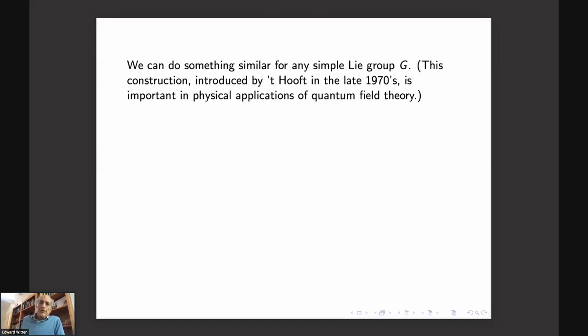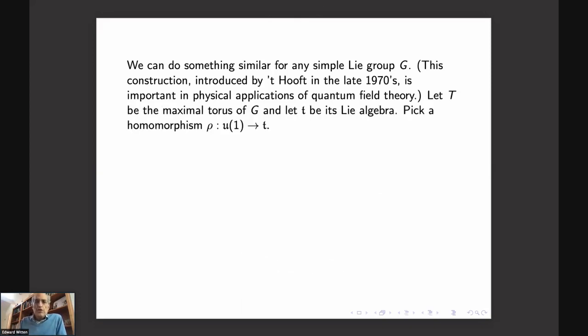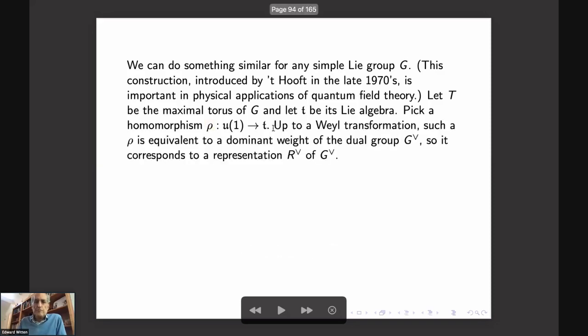We can do something similar for any simple Lie group G. This construction was introduced by 't Hooft more than 40 years ago, and it's important in physical applications of quantum field theory. You let T be the maximal torus of G and little t its Lie algebra. You pick a homomorphism rho from U(1) to T. Up to a Weyl transformation, such a rho is equivalent to a dominant weight of the dual group G dual. That was, I think, closely related to Langlands' definition of the dual group. And what Goddard, Nuyts and Olive said was even closer to what I'm saying. So it corresponds to a representation R dual of the dual group.